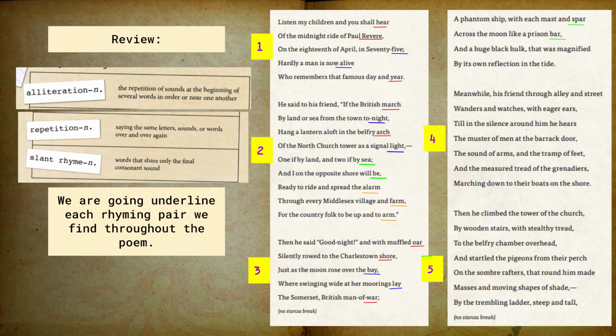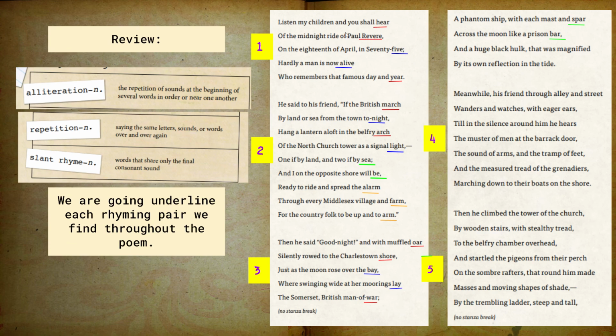Here I've already underlined the first 3 stanzas for you. I want you to take note that in stanza 1, here and Revere are a partner group. So that's one color I underlined. And then 75 and alive are another. So that's a different color. And then we have year.